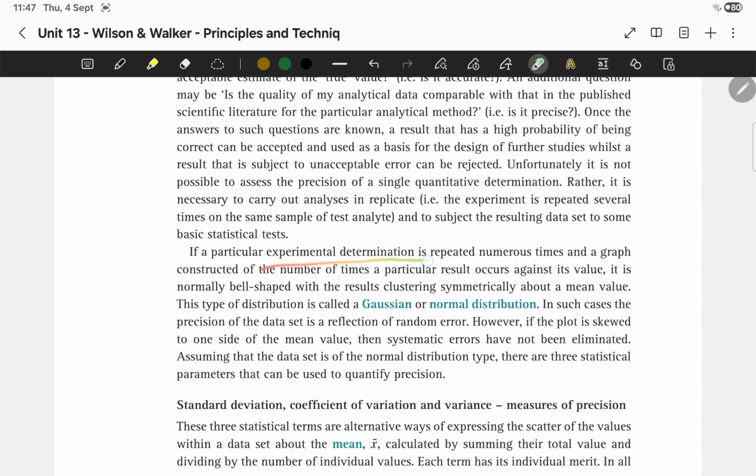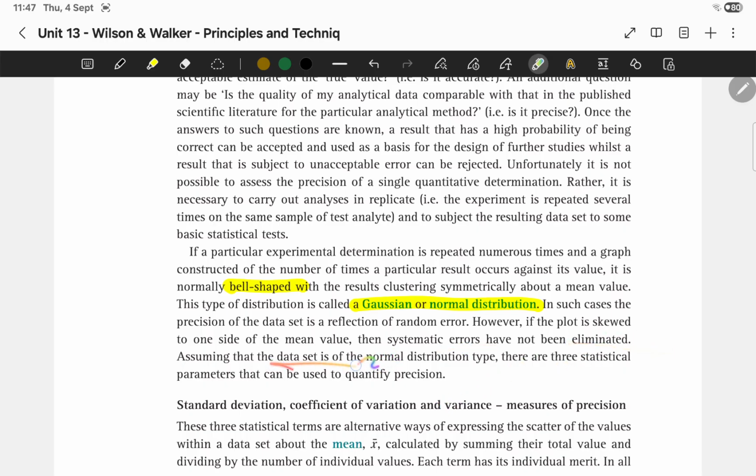If a particular experimental determination is repeated numerous times and a graph constructed of the number of times a particular result occurs against its value, it is normally bell shaped, with results clustering symmetrically about the mean value. This type of distribution is called Gaussian or normal distribution. In such cases, the precision of the data set is a reflection of the random error. However, if the plot is skewed to one side of the mean value, the systematic errors have not been eliminated.